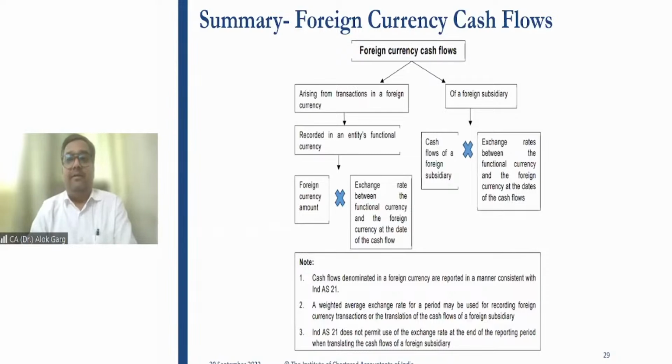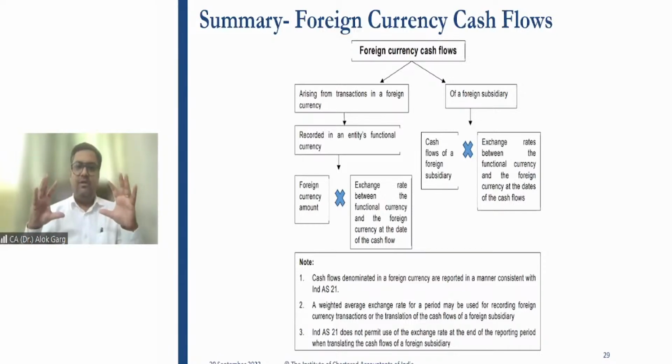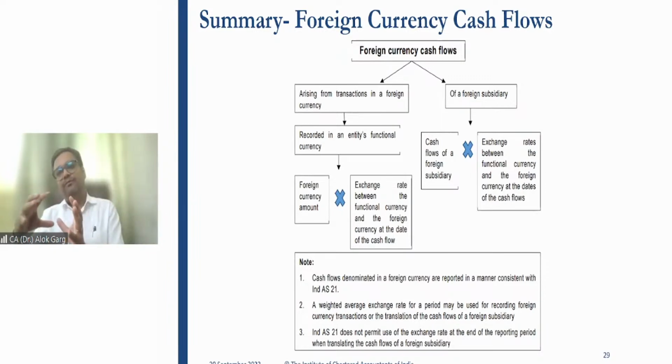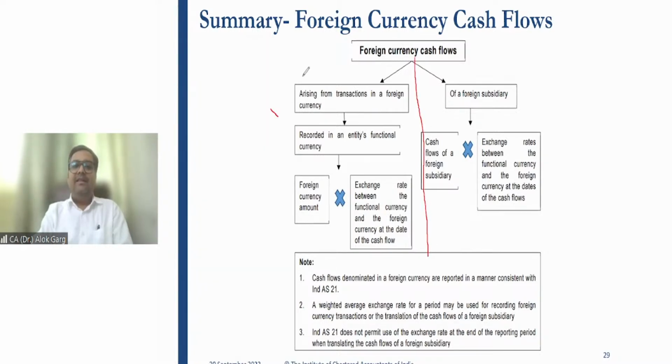Now the last part and the important part is foreign currency cash flows. Friends, for example, there is a foreign subsidiary and the transactions are arising in a foreign currency. Okay, so there are two kinds of foreign currency cash flows. Number one, the transactions arising in a foreign currency. Number two, the foreign currency cash flows of a foreign subsidiary, right? So first of all, I'll distinguish into two parts. Number one, I'll talk about the transaction arising in the foreign currency.